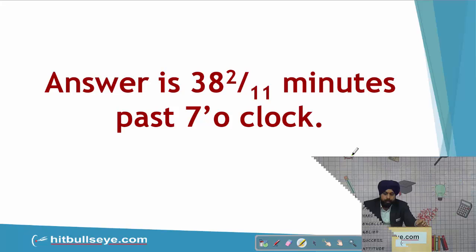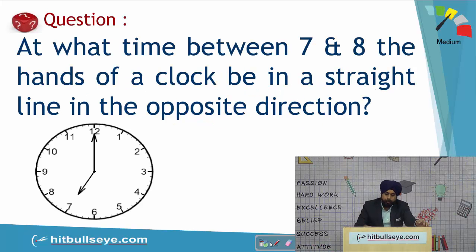So this is the answer. Now you want the hands to be in a straight line, in the opposite direction. Firstly, students, try to be clear. Our hour hand is at position 7. Now which position is reverse to the position number 7, students? When this occurs, the minute hand is at position 1. Now right now the minute hand is at 12. You want to bring it to 1.